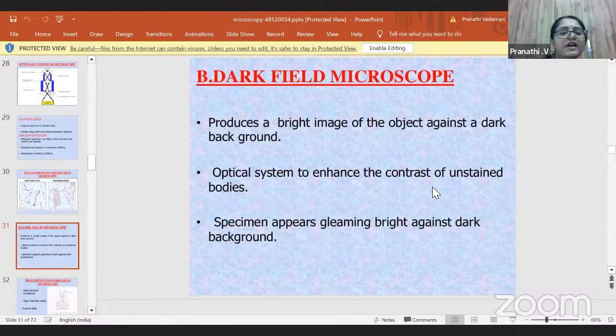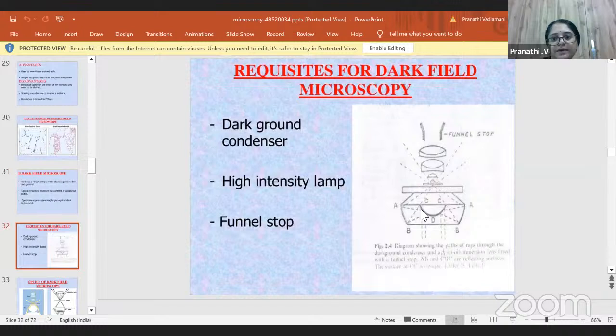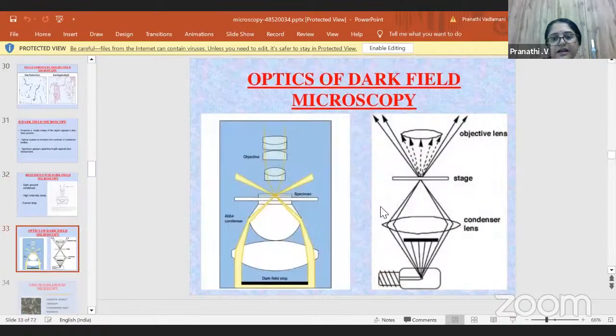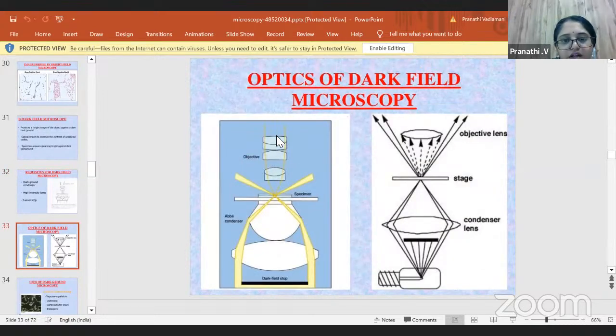So when it comes to the dark field microscope, you're going to get a bright object against a dark background. The optical system is going to be much better as compared to the unstained bodies that are present. The specimen is going to be bright and the background is going to be dark. So what is happening over here? In the basic diagram, you can see you have a dark ground condenser, a high intensity lamp and a funnel stop. This is the objective lens, and this is where you're going to see your final image, right?